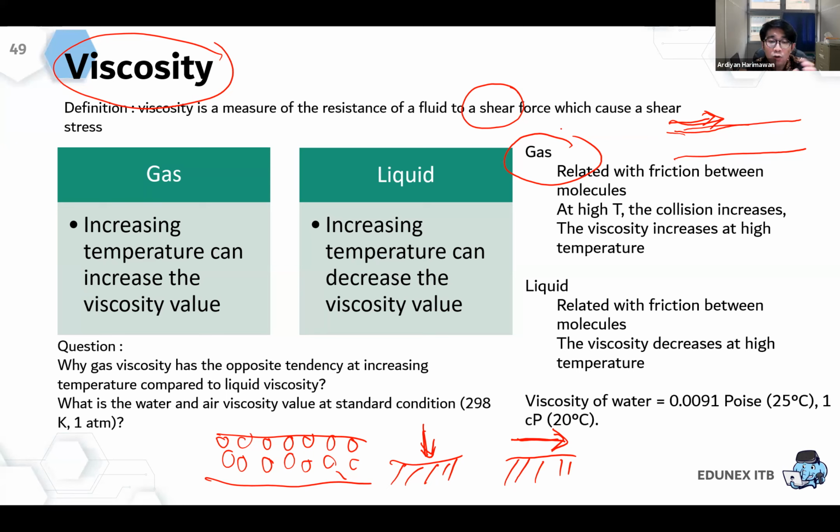Jadi kalau gas itu hanya dipengaruhi oleh intermolecular force-nya saja. Kalau temperaturnya dinaikkan, maka intermolecular force-nya akan naik, sehingga viskositasnya naik. Tapi kalau liquid, ketika dipanaskan, intermolecular force-nya naik, tapi cohesiveness antar molekulnya turun, sehingga viskositasnya turun. The effect of lowering the cohesiveness brings a more significant effect on the viscosity.